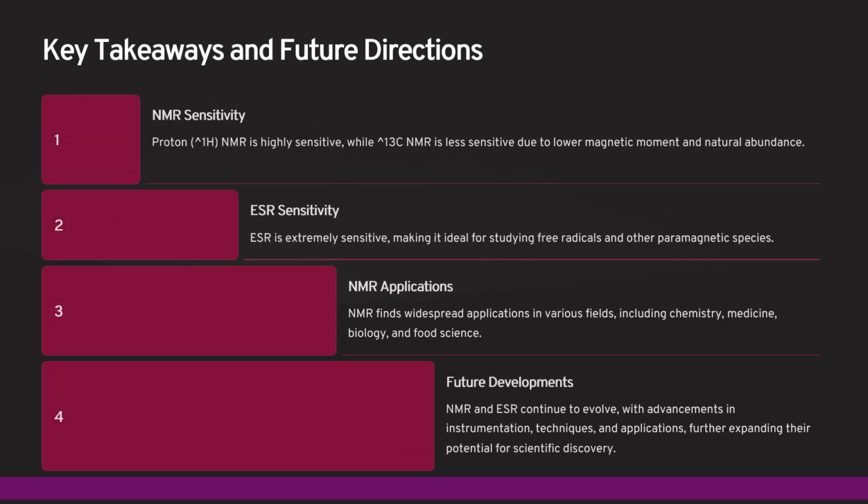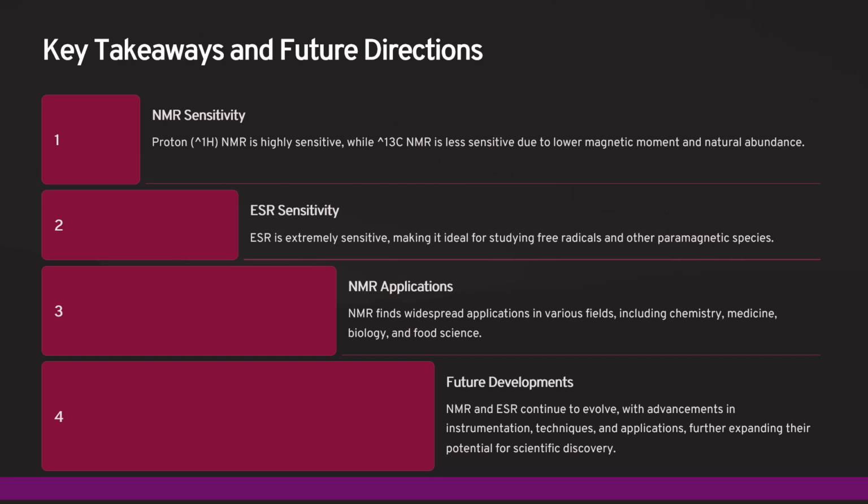As we conclude this presentation, let's summarize the key takeaways and look ahead at future directions for both NMR and ESR. NMR sensitivity: proton NMR is highly sensitive, making it a go-to technique for analyzing molecular structures. In contrast, carbon-13 NMR is less sensitive due to its lower magnetic moment and natural abundance. This sensitivity difference plays a key role in choosing which type of NMR to use for specific applications.